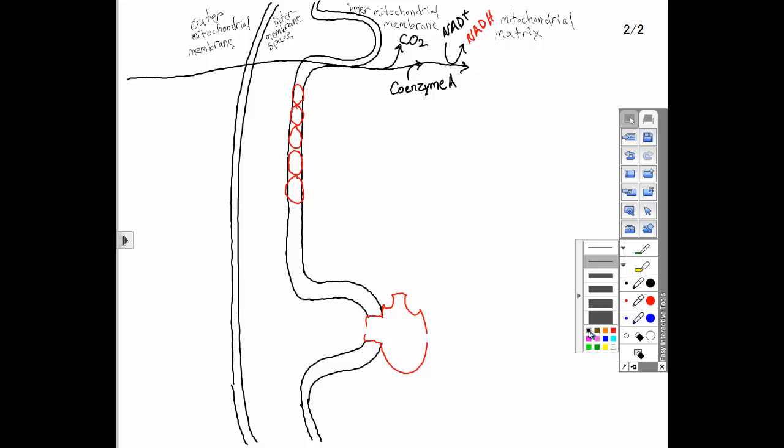After these changes, we're going to rename this molecule. It's a little bit smaller. It's now only got 2 carbons left instead of 3. We're going to name it acetyl-CoA.